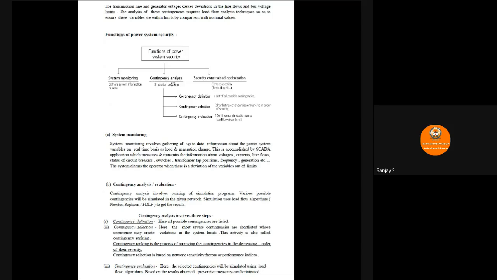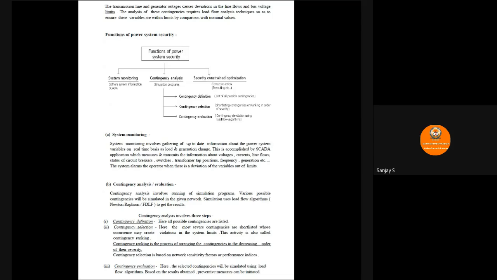Next section is contingency analysis, wherein we'll go for simulation. Before checking the system in actual condition, we try to simulate the failure and take the necessary corrective actions. Under this we have contingency definition, contingency selection, and contingency evaluation. What we exactly do in contingency definition is list all possible contingencies, that is, try to list all the possible causes of failure, all the possible equipment that can fail.